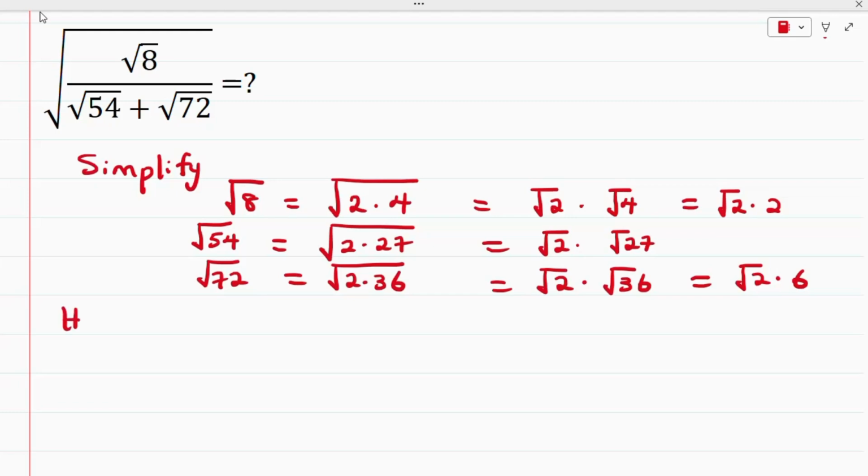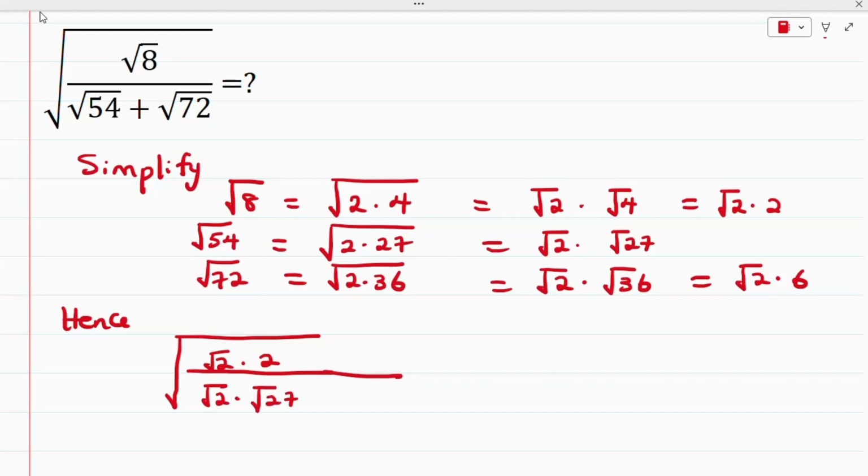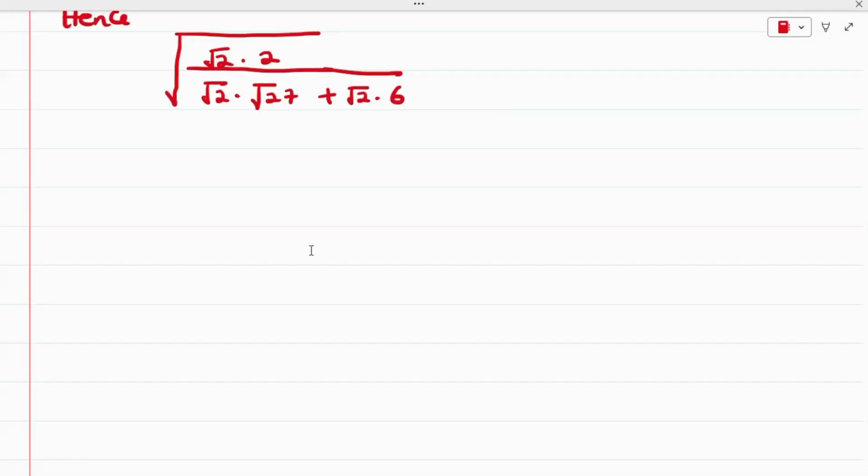Okay, so hence we have the equation to be the square root of, now for the square root of it, we are going to put the square root of 2 multiplied by 2, divided by the square root of 54, we are going to put the square root of 2 multiplied by the square root of 27, plus the square root of 72, we are going to put in the square root of 2 multiplied by 6.